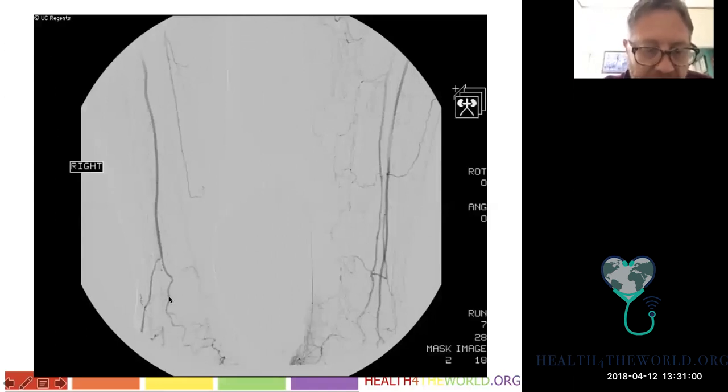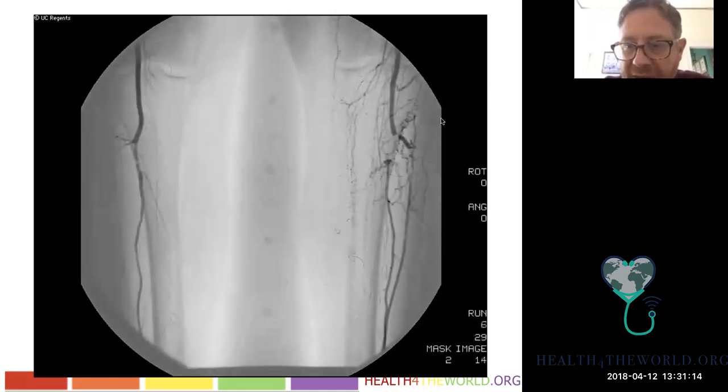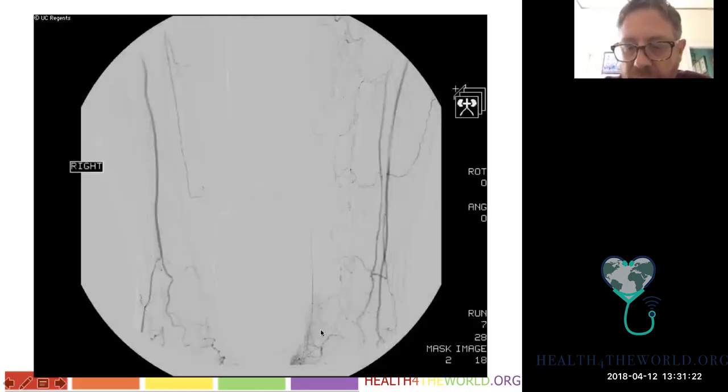mentioned before, and gives off terminal branches to supply the foot to the anterior tibial branches here and the posterior tibial branches here. On this side, it's kind of confusing. You have the anterior tibial arteries coming down here, and this is the peroneal. The posterior tibial artery on both sides is out. But this is where the posterior tibial artery should be, right about in here.